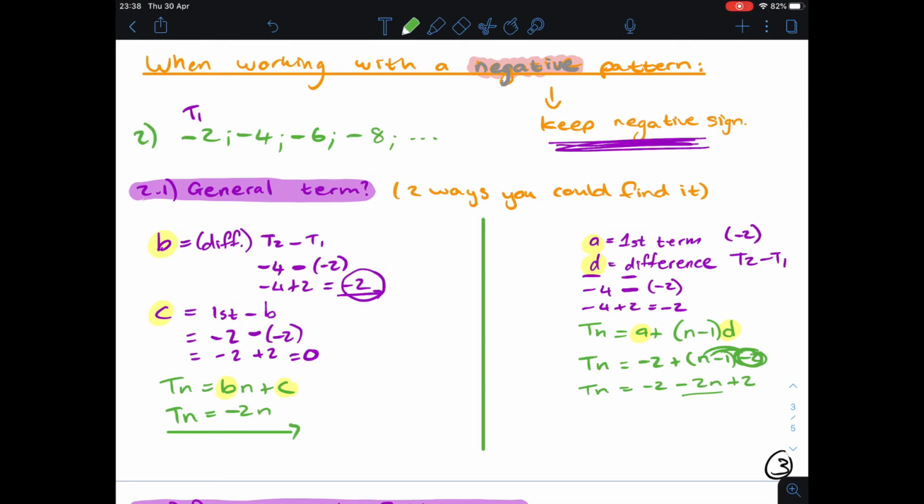So now I can just look for like terms. So negative 2 plus 2 is actually 0. So Tn is equal to negative 2n. And you will see again, your answers are exactly the same. Up to you to decide which formula you would like to use.